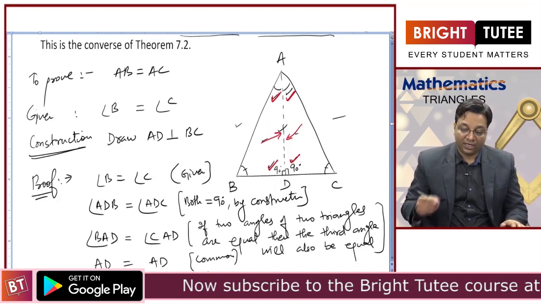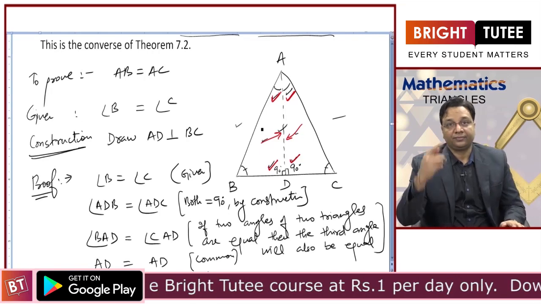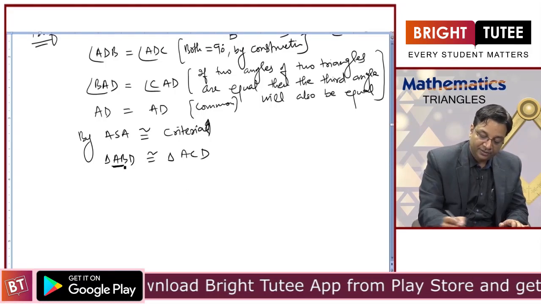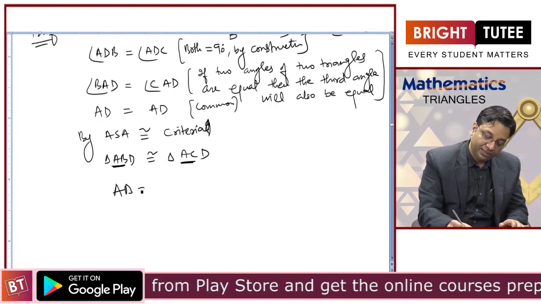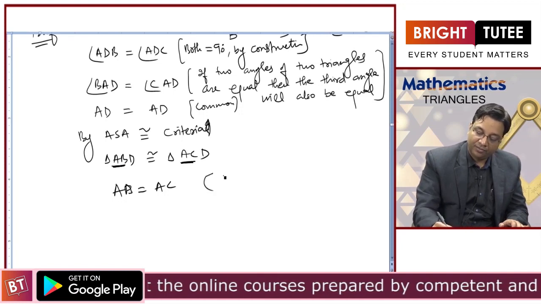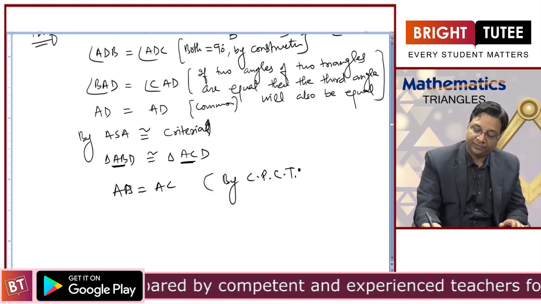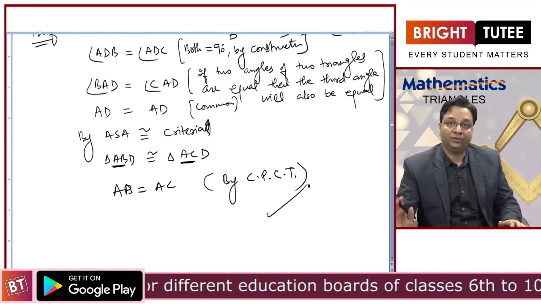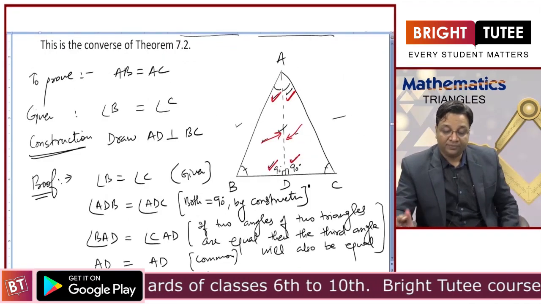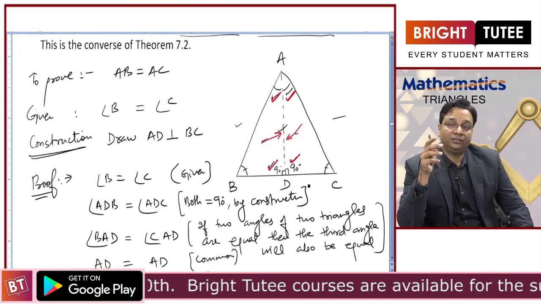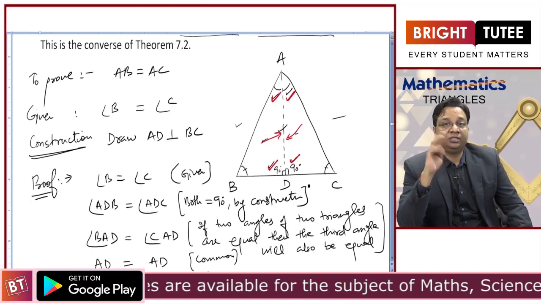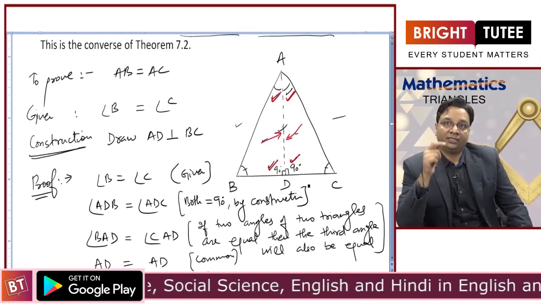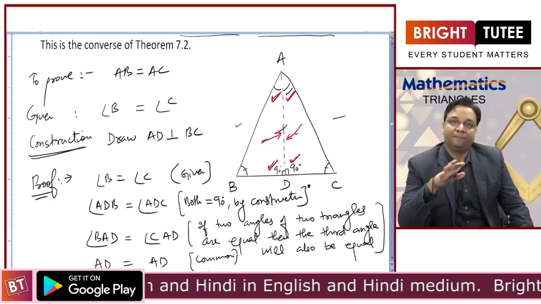and if these two triangles are congruent, then corresponding parts of congruent triangles are equal. Hence, I can say side AB is equal to side AC by CPCT. Corresponding parts of congruent triangles are equal. Hence proved. So, what we have seen by now is that if there is an isosceles triangle, two sides of this are equal and angles opposite to equal sides are equal. And vice versa is also true, that the sides opposite to equal angles in a triangle are equal.